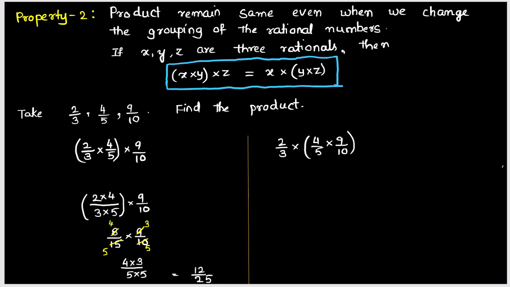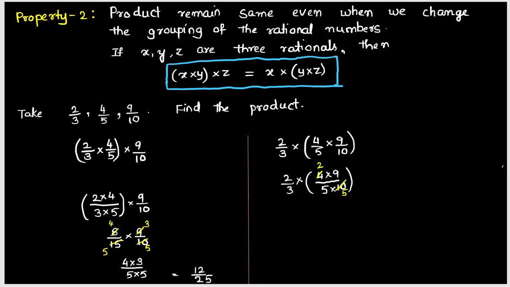Since they are given in the bracket, we need to find the product of 4 by 5 and 9 by 10. So that is 4 multiplied by 9 upon 5 multiplied by 10. Again, observe carefully: 4 and 10 have a common factor, that is 2. The highest common factor of 4 and 10 is 2. So if we divide by 2, we get 2 2s are 4, 2 5s are 10. And 9 and 5 don't get cancelled.